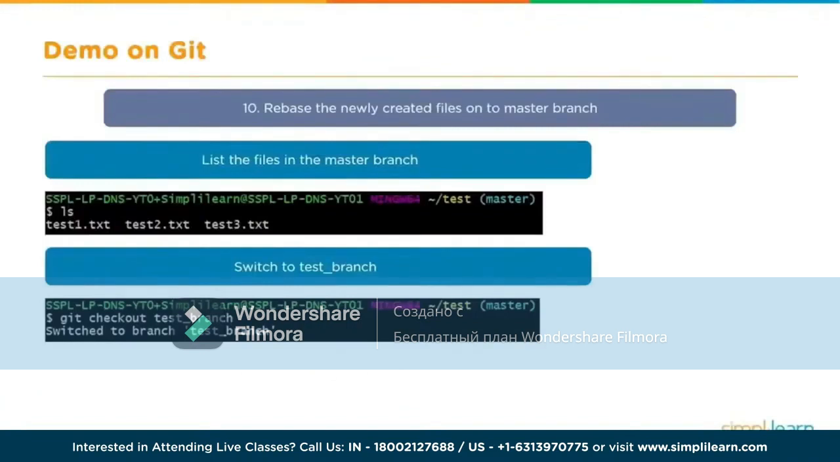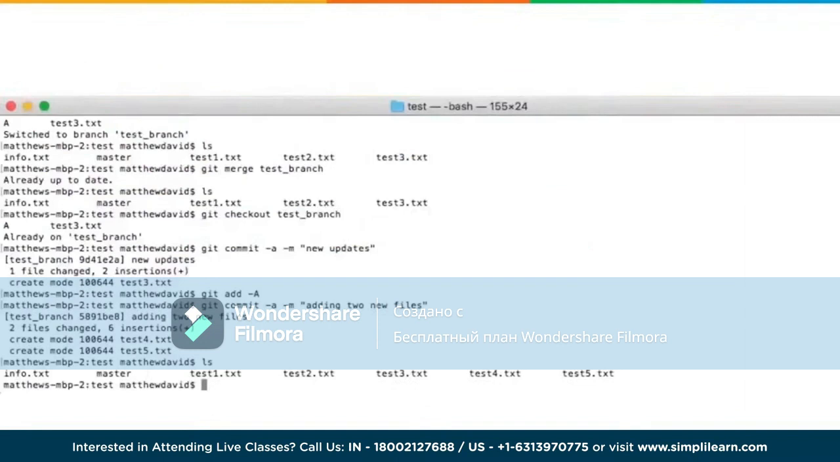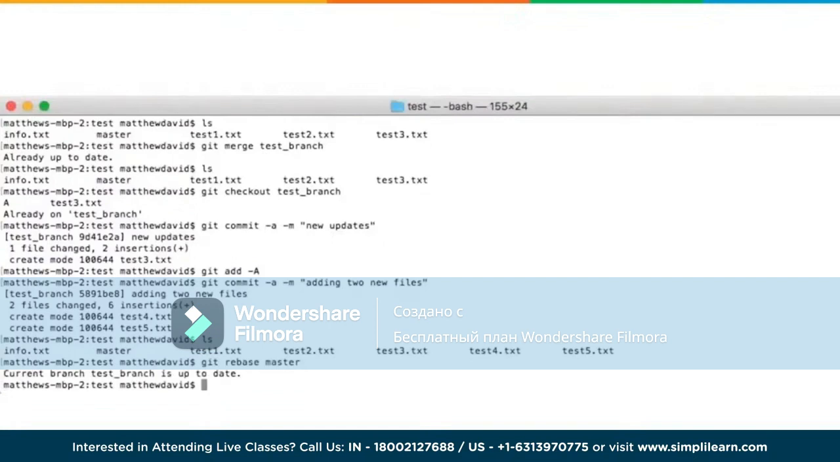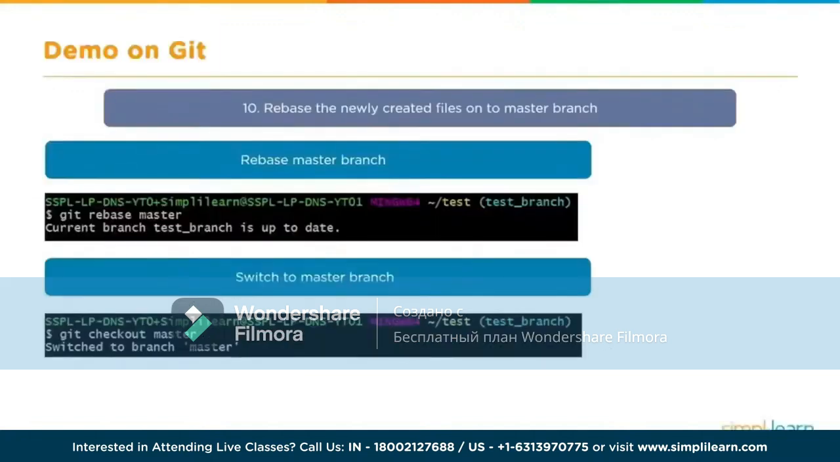And we'll switch then to our master branch. We want to rebase the master. So we do git rebase master, and that will then give us the message that everything is now completely up to date.